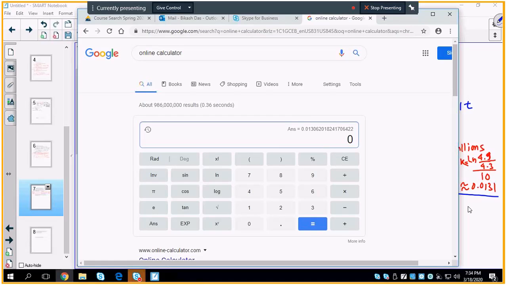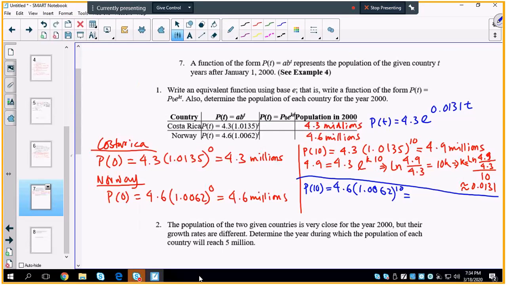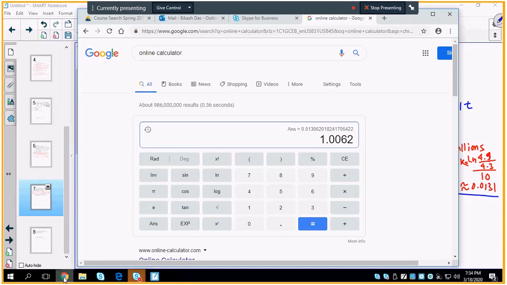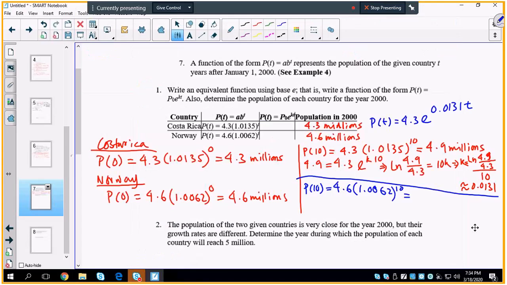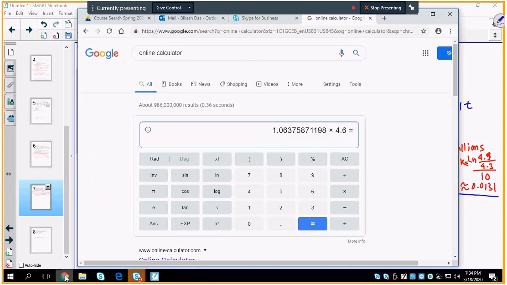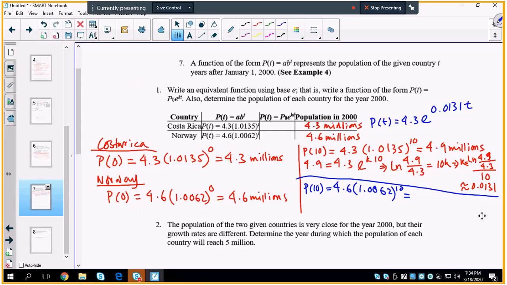So this time you are taking 1.0062 and taking the 10th power of that, and finally you're going to multiply this by the initial population, which is 4.6. So times 4.6, round it to the nearest tenth, so 4.9. So I will be able to say that it is going to be 4.9 million. Pretty similar data for both of them.